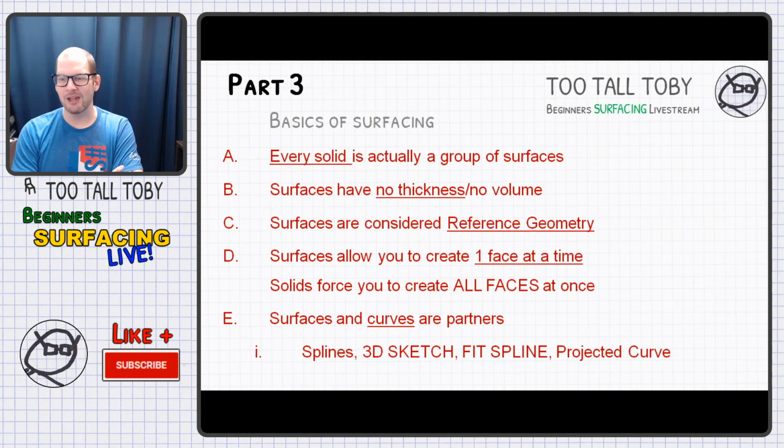We're going to see here that as we're going through and showing this mouse, it's all coming back to these basics. Every solid is actually a group of surfaces. Surfaces have no thickness, have no volume. Surfaces are considered reference geometry. Surfaces let you create one face at a time, where solids force you to create all faces at once.